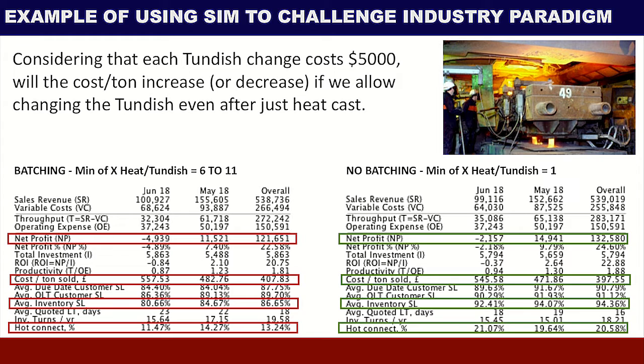This is what happens if we remove that limitation. Rather than the cost per ton going up, because we are creating more throughput by only producing what is really needed, the cost per ton goes down quite substantially. Profits are up, service levels are up significantly, and lastly, very importantly, the number of hot connects that you can do is also dramatically up. That means that I don't have to cool down the steel before I can process it the next time. I can process it while it's hot, and that has a huge energy saving implication for this business.